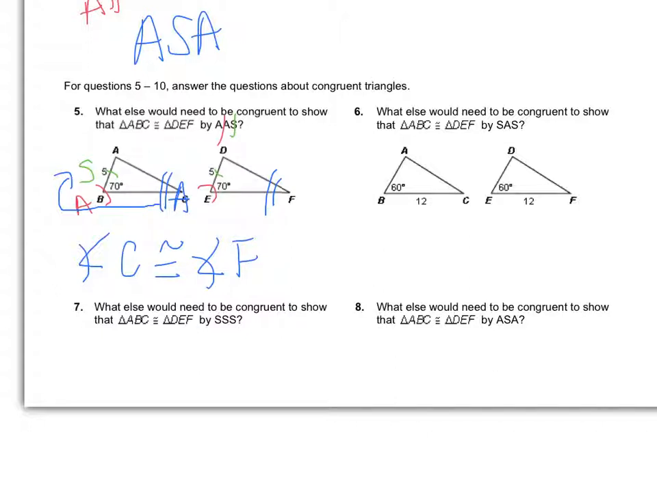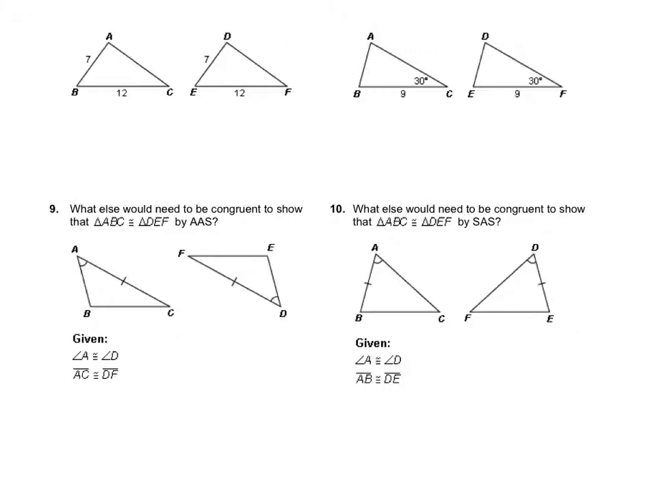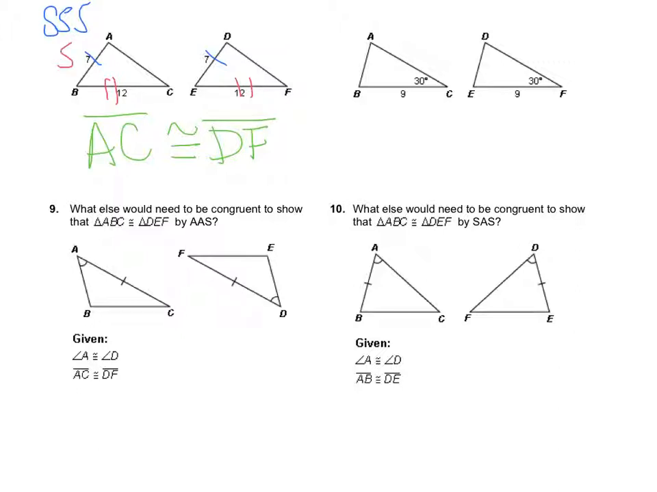Number 7, what else would need to be congruent to show that triangle ABC is congruent to triangle DEF by SSS. Remember, SSS stands for side, side, side. So this should be easy. Here's my picture. Well, in order for these to be congruent by side-side-side, I have to know that all my sides are congruent. They gave me one set of sides, the AB sides and DE. They gave me another set, BC and EF. So in order for this to be true, then AC is going to have to be congruent to DF. And if they're congruent, then the side-side-side postulate will be correct.